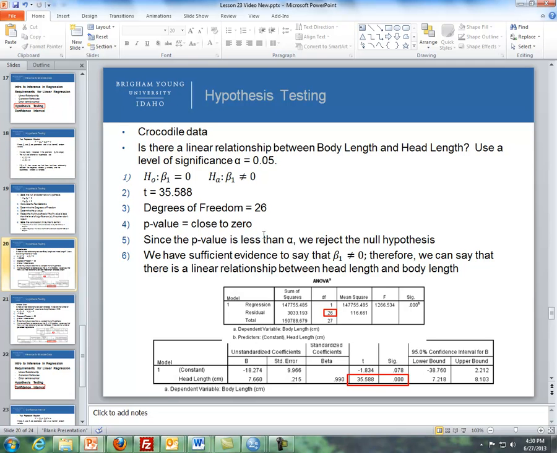So since our p-value is less than alpha, since alpha is 0.05, we reject the null hypothesis, and we have sufficient evidence to say that beta 1 is not equal to 0, meaning that we have a significant slope. Therefore, we say that there is a linear relationship between head length and body length.